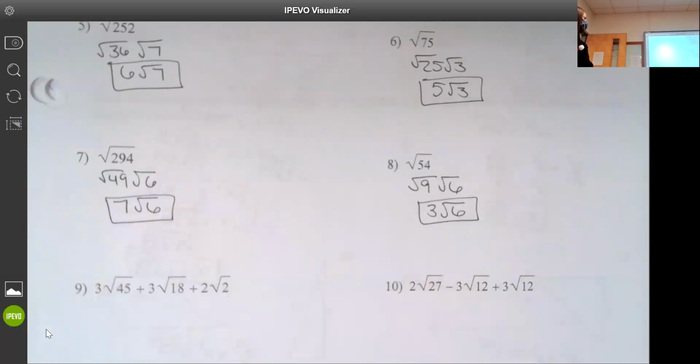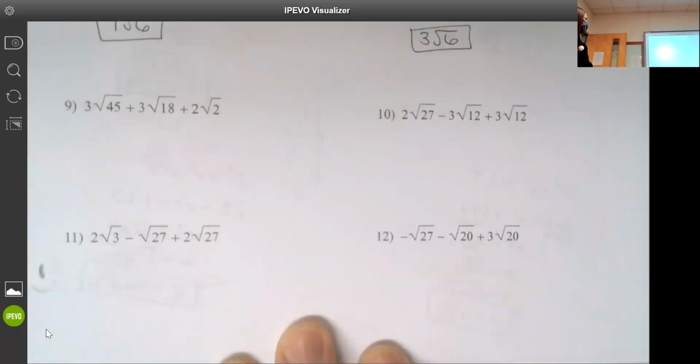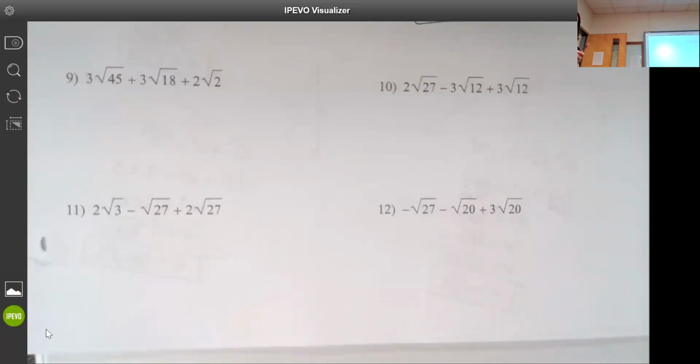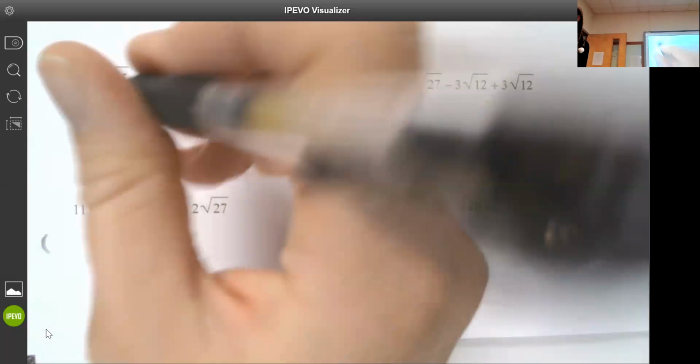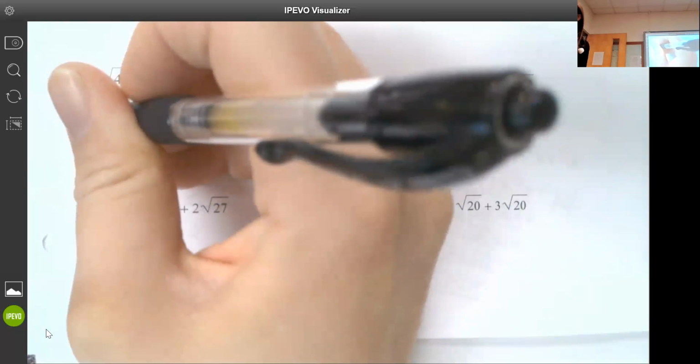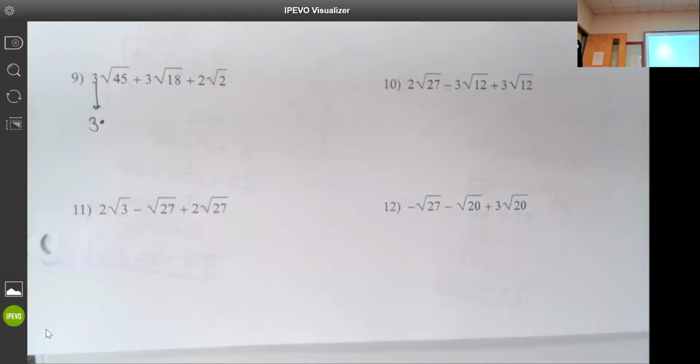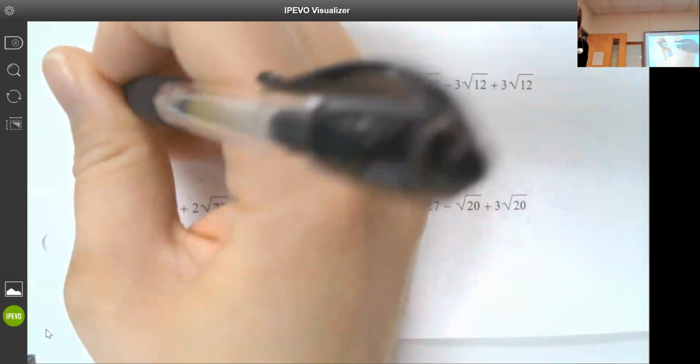Okay, let's talk about the addition and subtraction problems that were on the homework. When we're adding and subtracting with rads, the first thing we want to do is simplify. These coefficients are just going to come along for the ride at first. So I'm going to have 3 times whatever the square root of 45 simplifies into. What perfect square number goes into 45? 4, 9, 16, 25, 36. What number goes into 45? 9. 45 is 9 times 5.